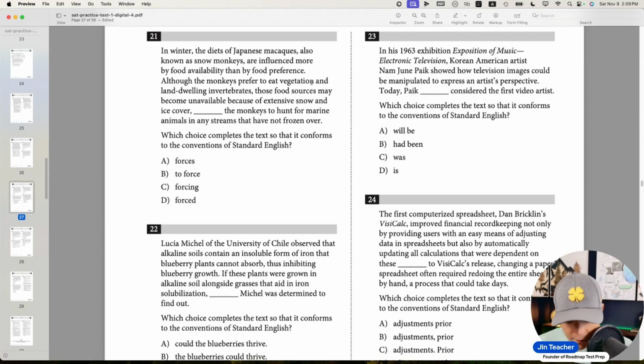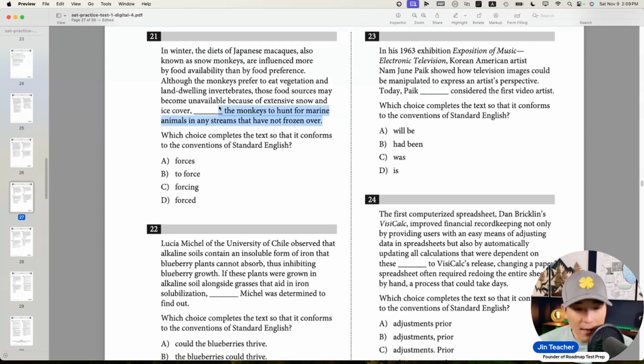"Although the monkeys prefer to eat vegetation and land-dwelling invertebrates, those food sources," that's my subject, "may become," so this is going to be my verb, right? So where does this complete sentence end? "Those food sources may become unavailable because of extensive snow and ice cover." So my complete sentence ends right here. This is where my independent clause ends. Then it says, "forces the monkeys." That automatically sounds off to me, right? "Forces the monkeys to hunt for marine animals in any streams that have not frozen over."